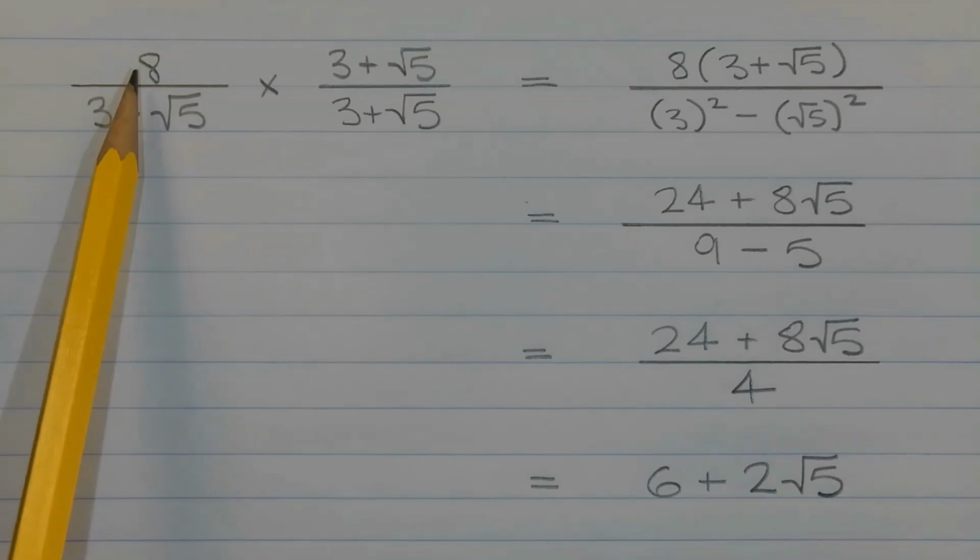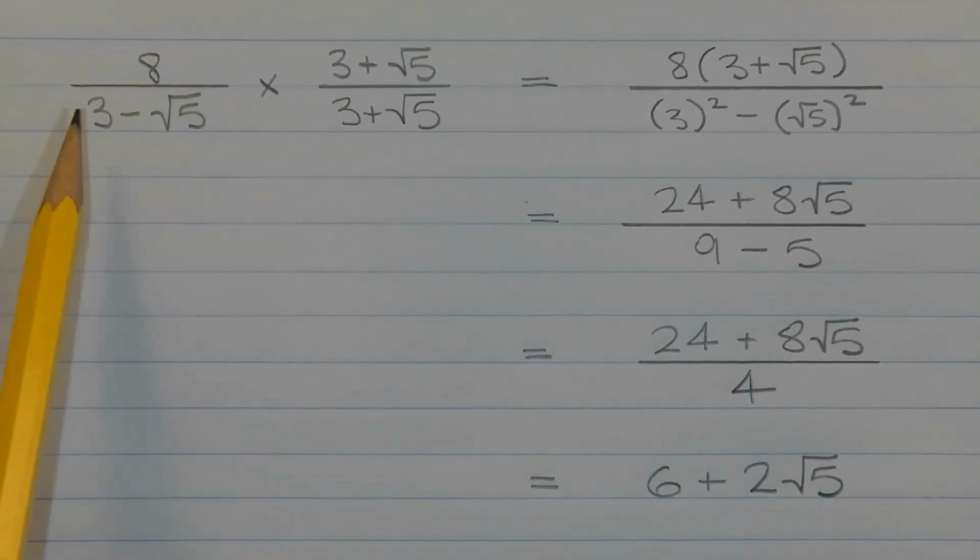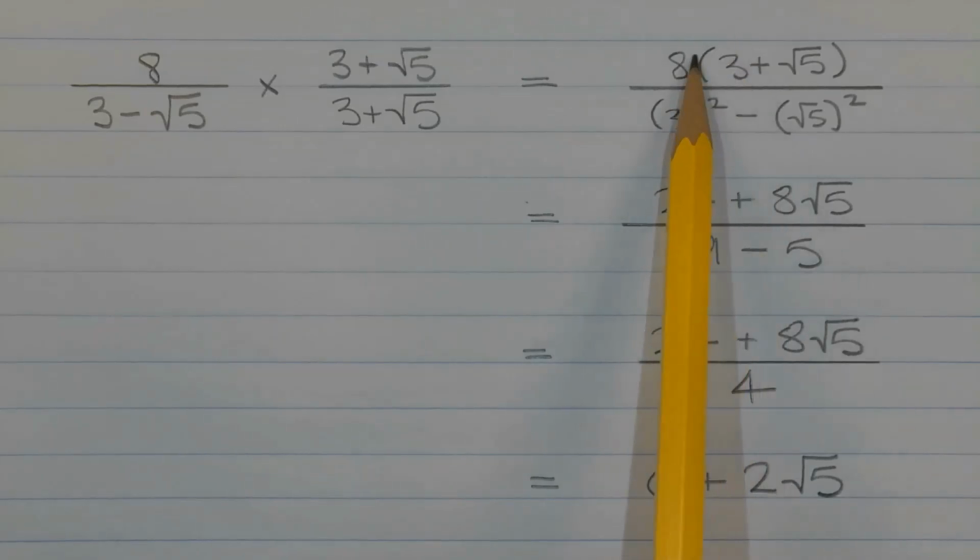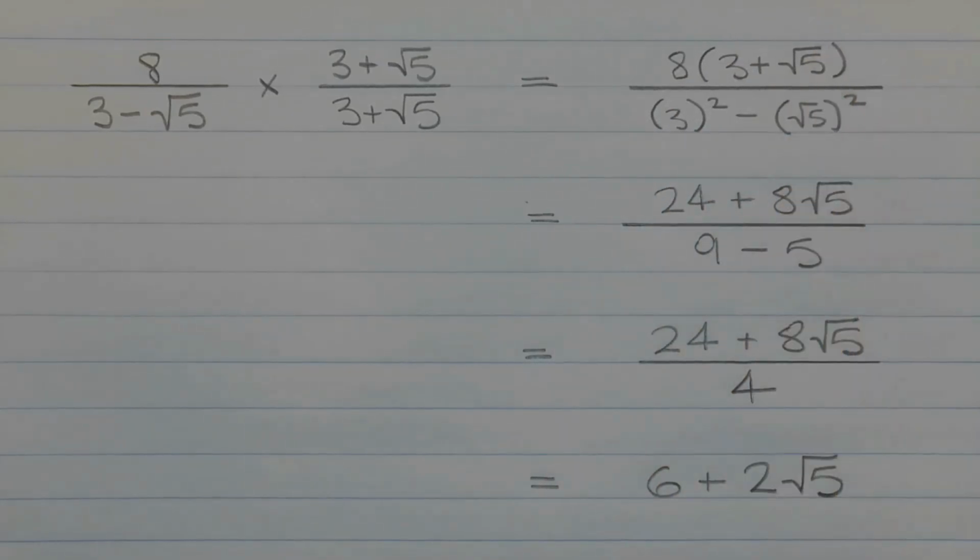So we're going to multiply 8 by 3 plus root 5 and 3 minus root 5 times 3 plus root 5. We get 8 times, open bracket, 3 plus root 5 close bracket, over 3 squared minus root 5 squared. That's the difference of two squares expansion that I was referring to earlier on. Now, expanding the brackets in the numerator, we get 24 plus 8 times root 5. And in the denominator, we get 9 minus 5. So simplifying the denominator, 9 minus 5 gives us 4.